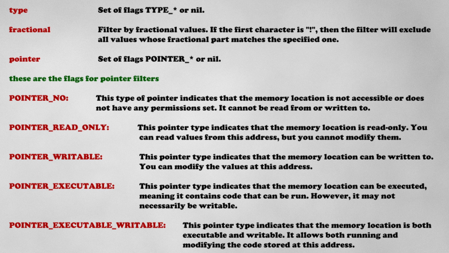POINTER_EXECUTABLE_WRITABLE, this pointer type indicates that the memory location is both executable and writable. It allows both running and modifying the code stored at this address. Used for advanced modifications, such as injecting custom code or scripts into the game to alter its behavior. This is particularly useful for creating game mods or cheats that involve executing custom logic.